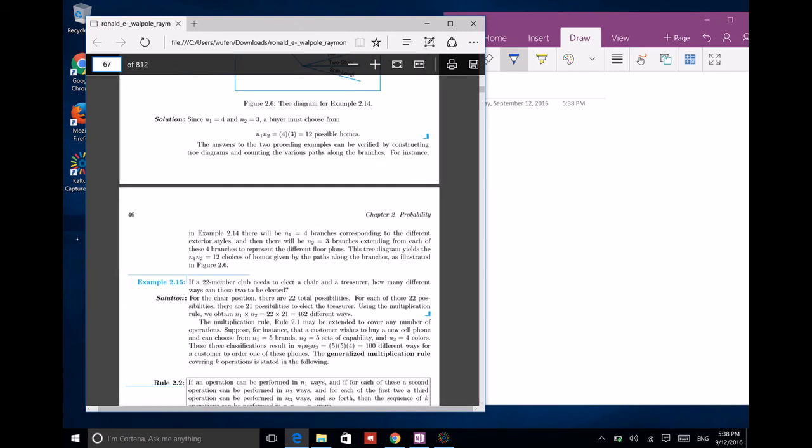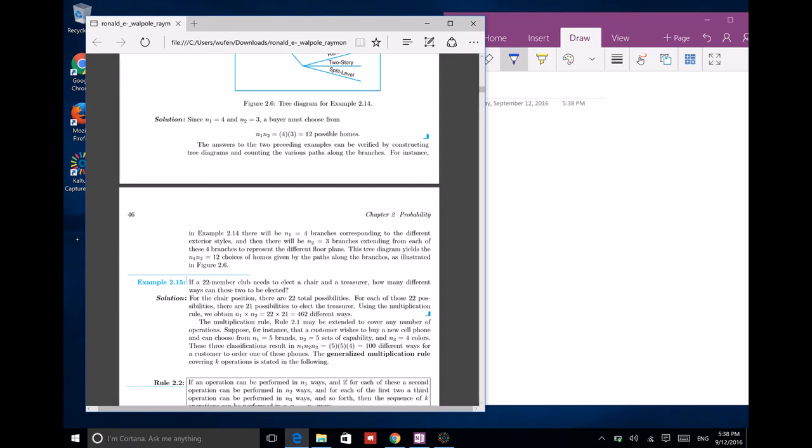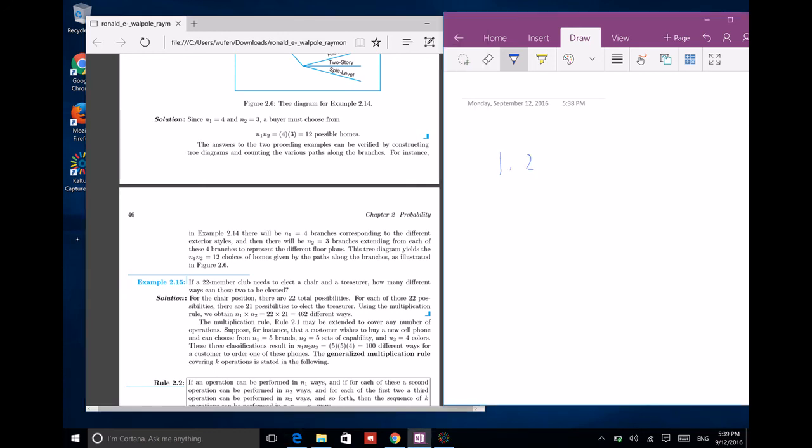If a 22-member club needs to elect a chair and a treasurer, how many different ways can these two be elected? Okay, so you have 22 members. Then you elect a chair. Either one of the 22 can be elected as chair. For example, number them 1, 2, 3, 4 until 22, all representing these people. So either one of them can be the chair.